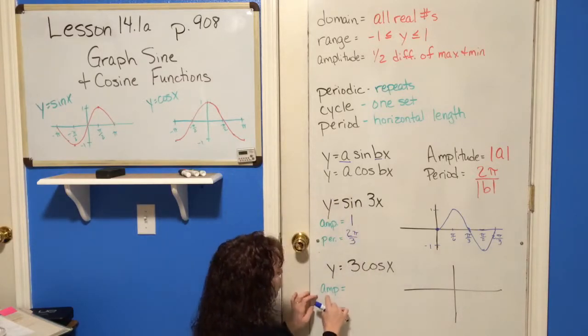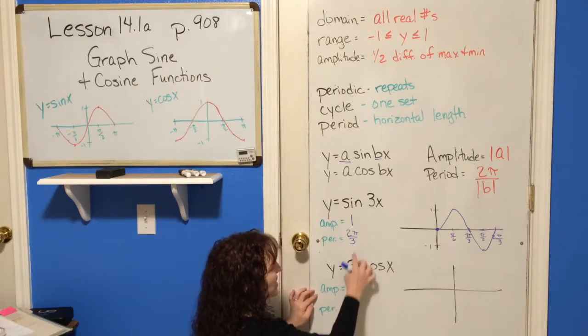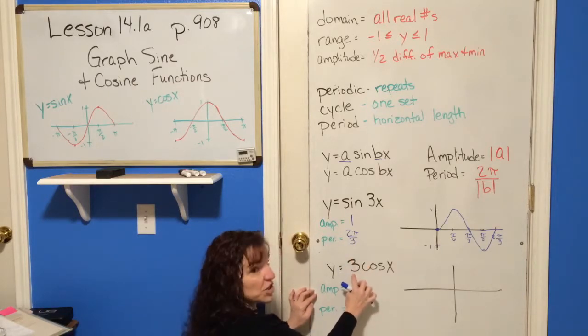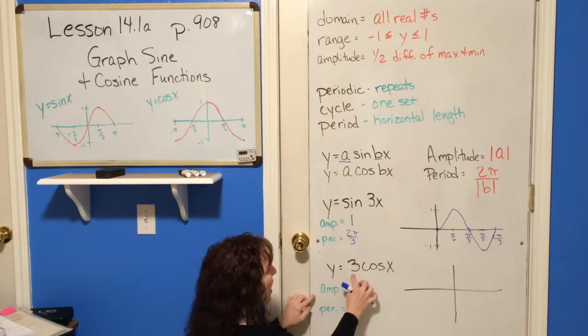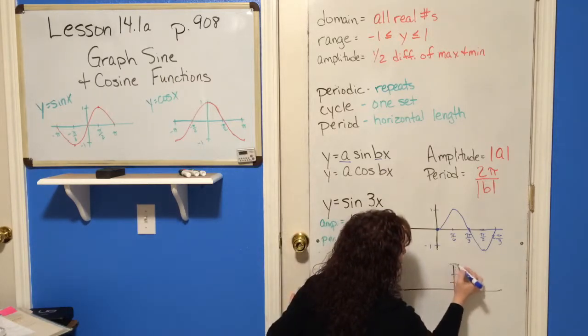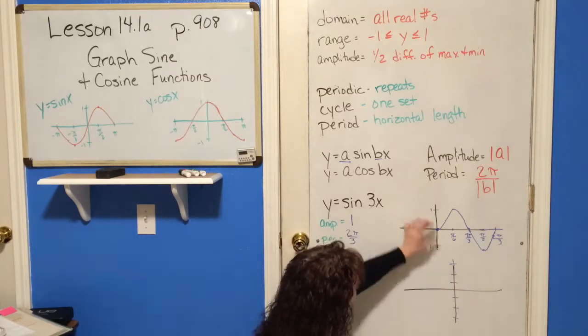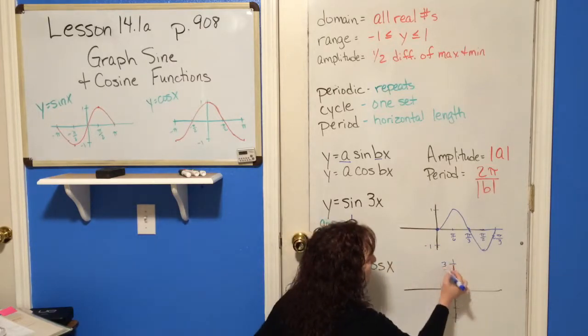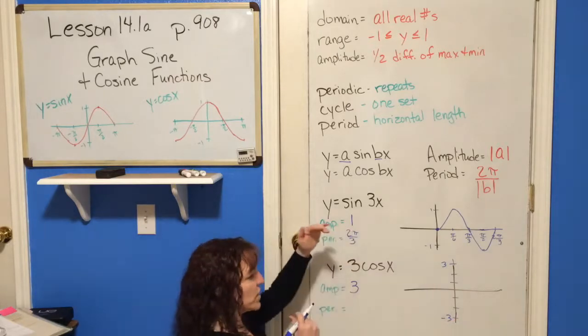Okay, so even though we have cosine, the amplitude is still affected by the coefficient of our cosine in this case. So the amplitude is the absolute value of A. So the amplitude is just 3, which means 1, 2, 3. And now our graph is going to look the same except my values are different. We've got 3 and -3 as our amplitude. So that's as tall and as low as it's going to go.